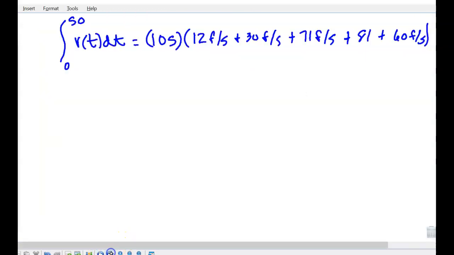And if we evaluate those, it should be 70, not 71. Okay, I'm going to add up all my feet per second. And that's 253. And if I times that by 10, my answer is going to be 2,530 feet.